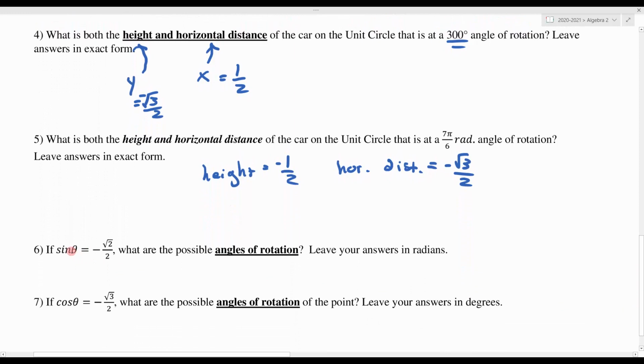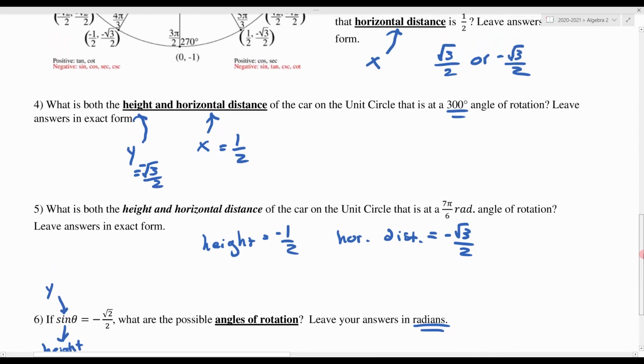Number 6 says, if sine theta equals -√2/2, what are the possible angles of rotation? So they're kind of giving you a clue in this problem, because they're saying what are the possible angles of rotation, indicating that there could be more than one that has this sine value. Remember, sine is synonymous with y. It's also synonymous with height. Okay, so they're not going to fool us by changing up the wording here. They're looking for a position that has a height of -√2/2, and then we want to see what angle that is, right? And then specifically, they want that angle in radians.